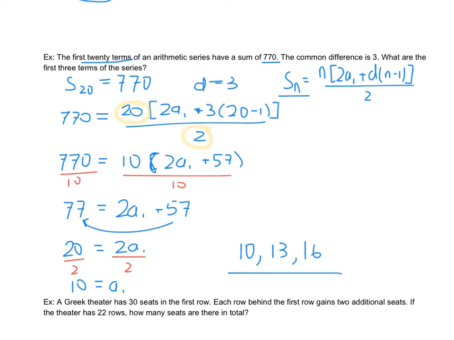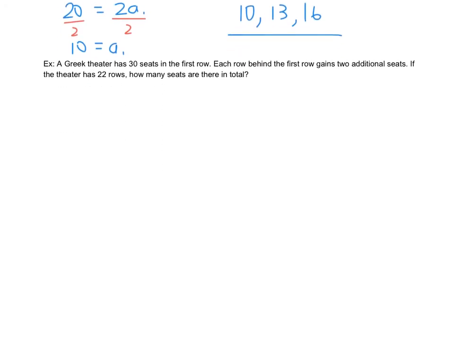Okay, let's go to our last example where we have an application problem. So a Greek theater has 30 seats in the first row. Each row behind the first row gains 2 additional seats. If the theater has 22 rows, how many seats are there in total? So the word total should make us think of a series because we're adding up all of the seats. So our first row has 30. Then each row gains 2. So the next one has 32, then 34, and so on.